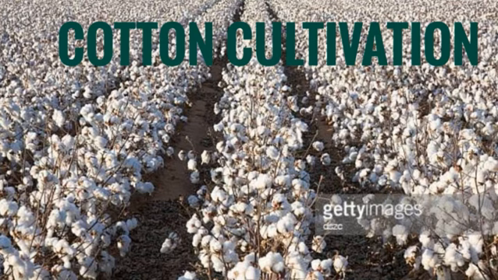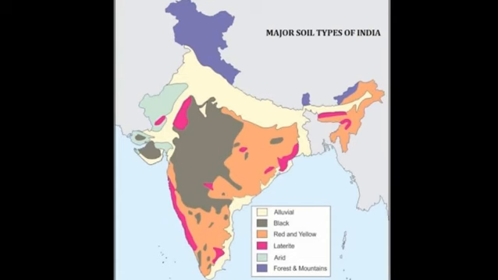Black soil is mostly found in the Deccan Plateau region. It is found in the states of Maharashtra, Madhya Pradesh, Gujarat, Andhra Pradesh and Tamil Nadu. It is good for growing cotton and sugarcane.